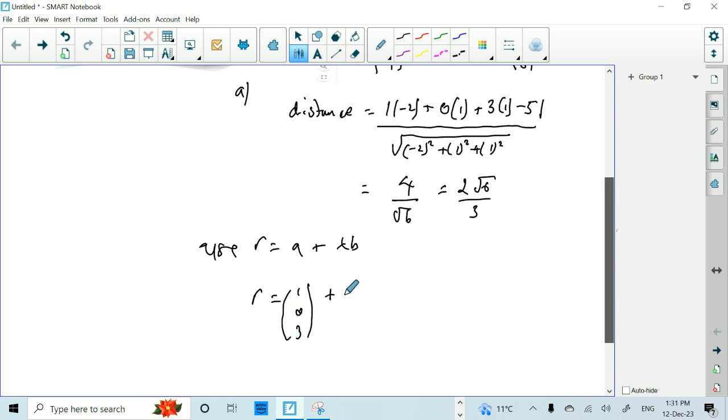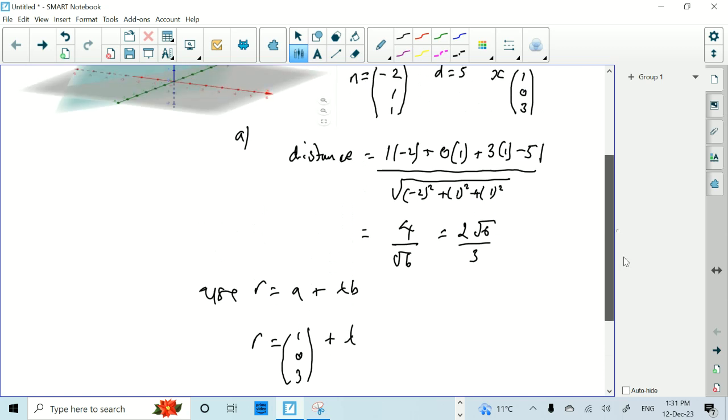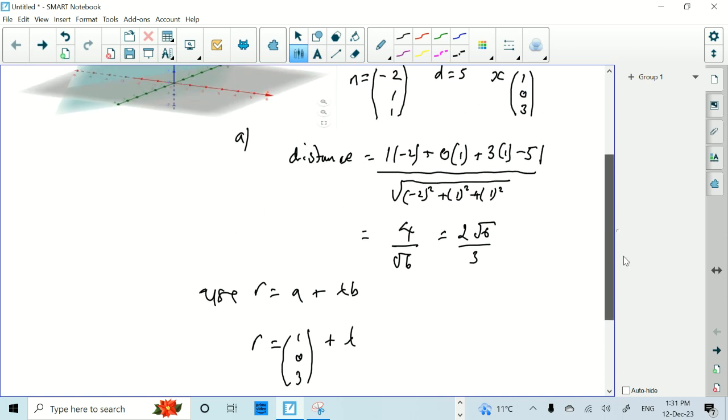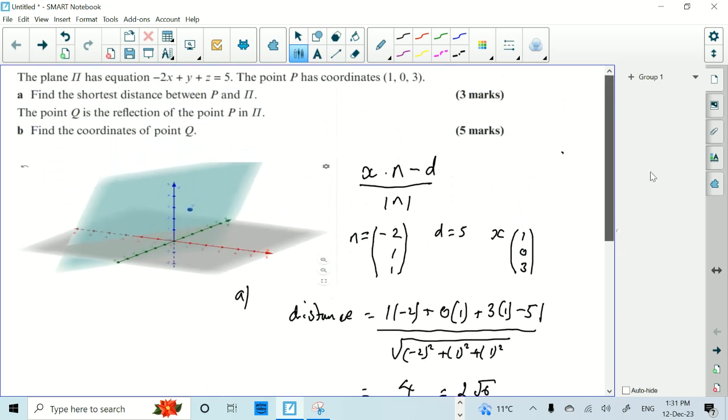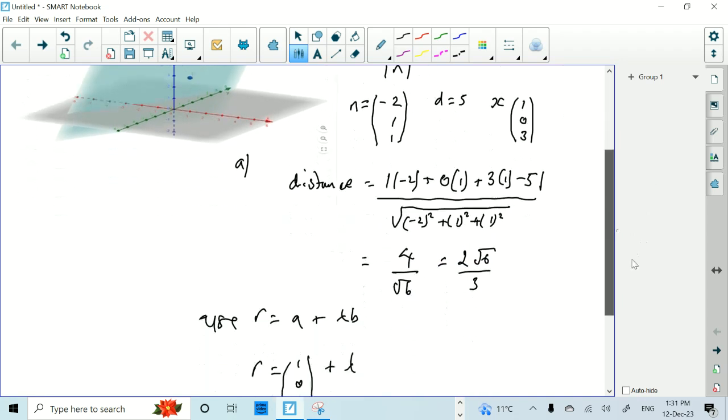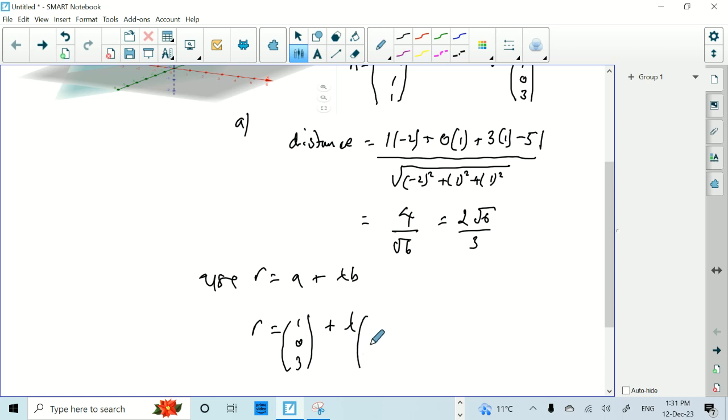And then I'm going to add lambda, and B, our directional vector, will be minus 2, 1, and 1, which are the coefficients of our equation of the plane. So minus 2, 1, and 1.